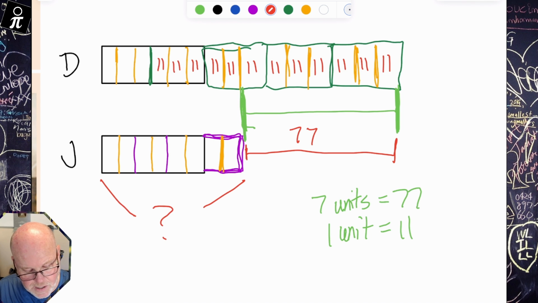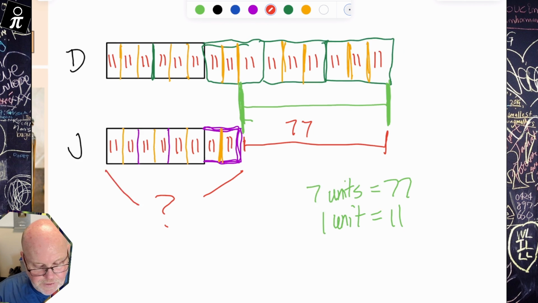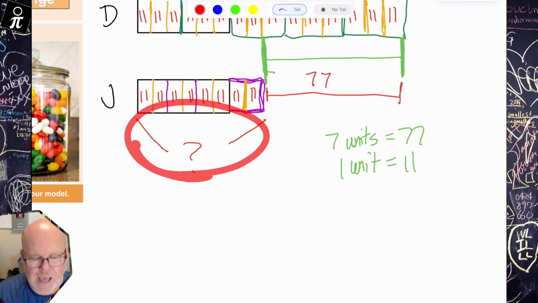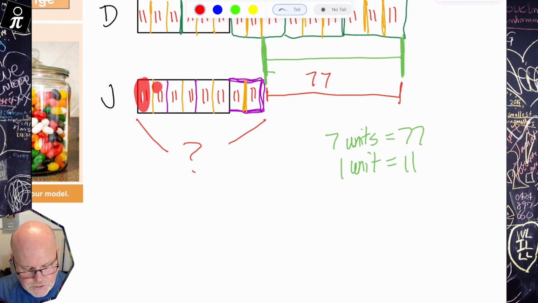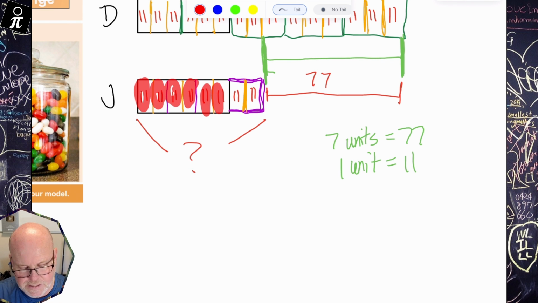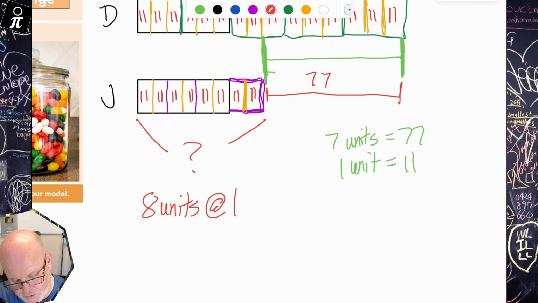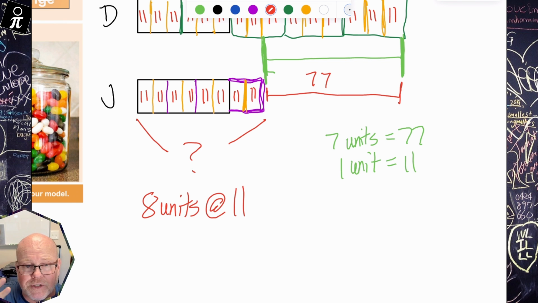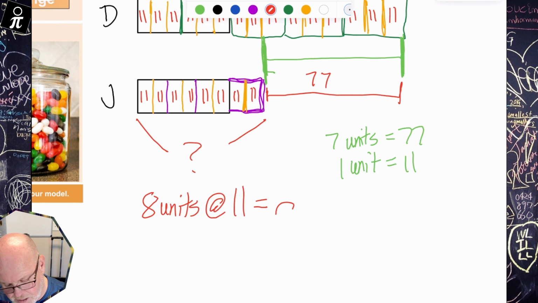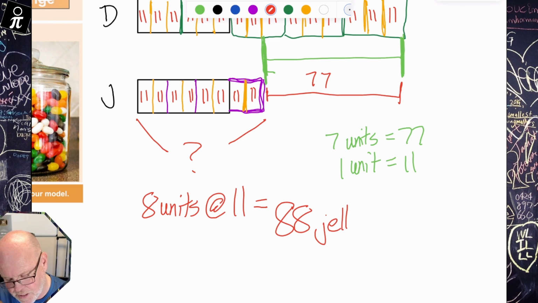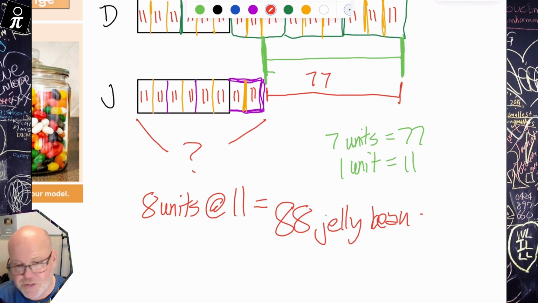So that's for Donovan, a lot of 11s. And for Jaden, he also has a bunch of 11s. And I need to figure out how much Jaden had altogether. That's 1, 2, 3, 4, 5, 6, 7, 8. So that's 8 units at 11 jelly beans each. So Jaden had 88 jelly beans at the start.